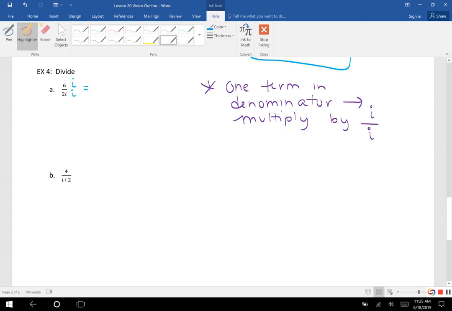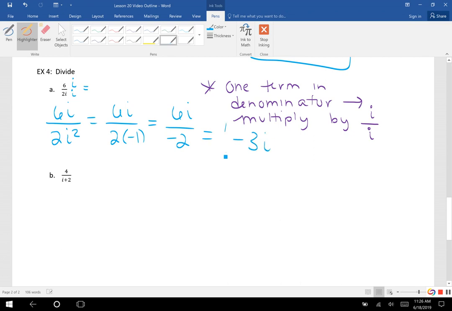This will always work if you just have one term with an i in the denominator. So that's going to give me 6i over 2i squared. And then your i squared turns into a negative 1. So I've got 6i divided by negative 2. That's a negative 3i. You could have canceled out the 2 first and then multiplied by i. The order of those operations doesn't matter.